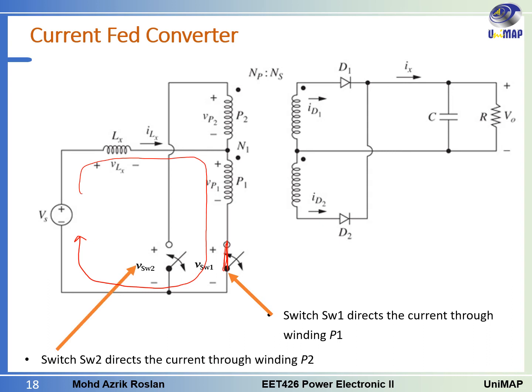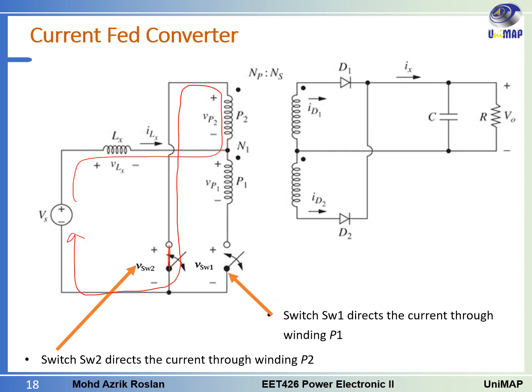Okay, and then for switch 2, it will direct the current through the winding P2. So the same as before, if we close switch 2 here, the current will flow like this through this winding and come out to this one. And then when both switches are closed, the current will divide evenly between the windings.